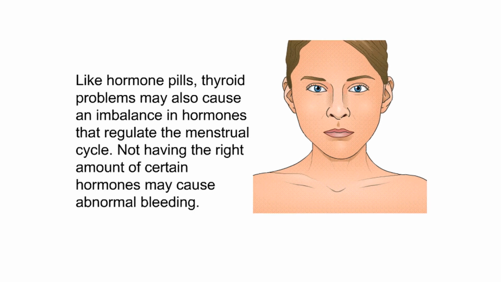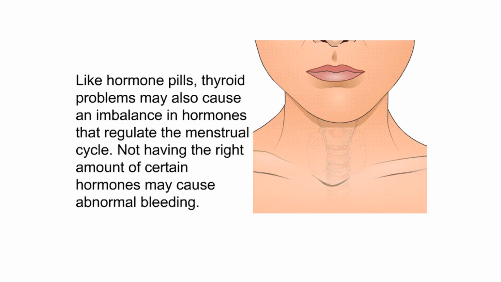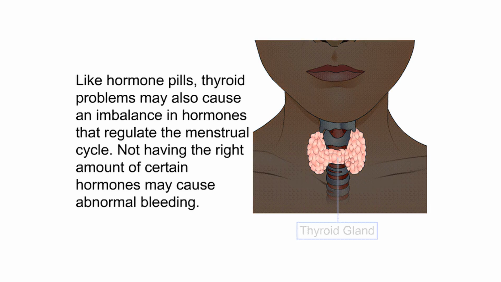Like hormone pills, thyroid problems may also cause an imbalance in hormones that regulate the menstrual cycle. Not having the right amount of certain hormones may cause abnormal bleeding.